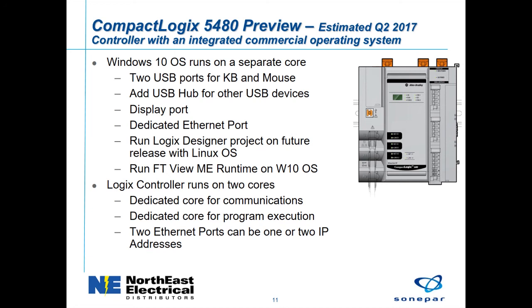On the other part of this, there's the logic controller, and that runs on 2 cores of that 4-core chip. One of the cores is dedicated for communications. The other core is dedicated to execute the program. And there are 2 more Ethernet ports on this controller, and they are for the Logix side of it, and can be set up for 1 IP address if you want to do a device level ring, or you can configure it for 2 IP addresses if you need to go up to a separate supervisory network.